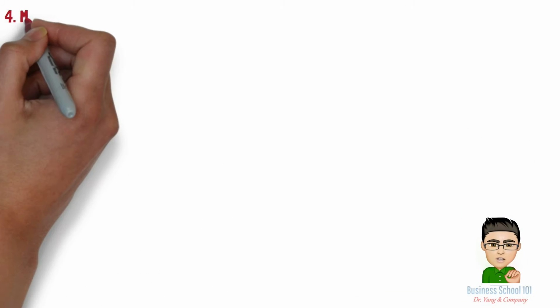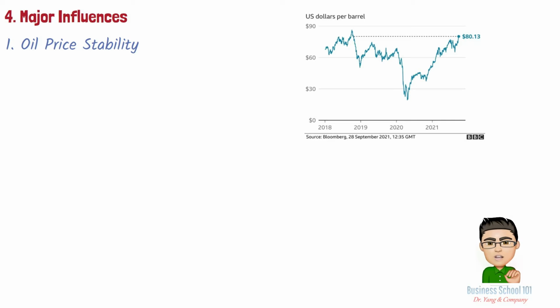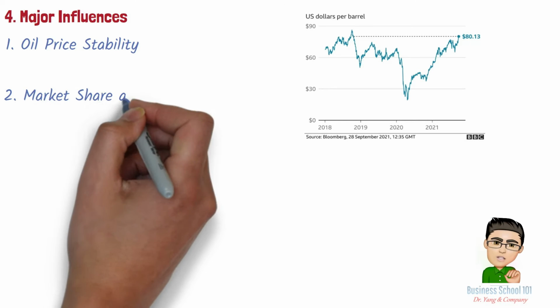Section 4. Major influences. Here are some of the key influences of OPEC. 1. Oil price stability. OPEC has a significant impact on oil prices. By collectively managing the production levels of its member countries, OPEC aims to stabilize oil prices and prevent extreme price fluctuations.